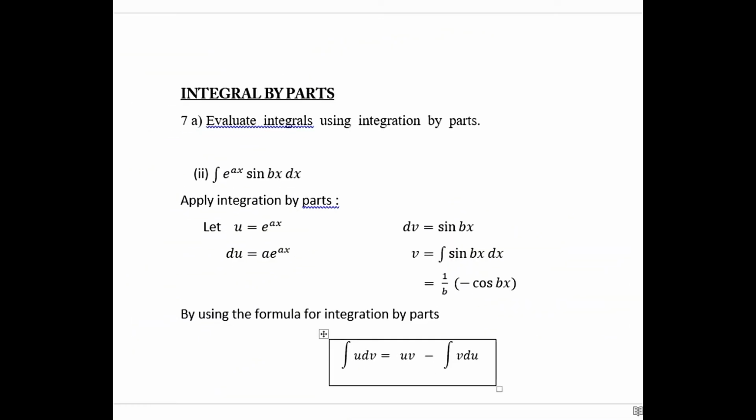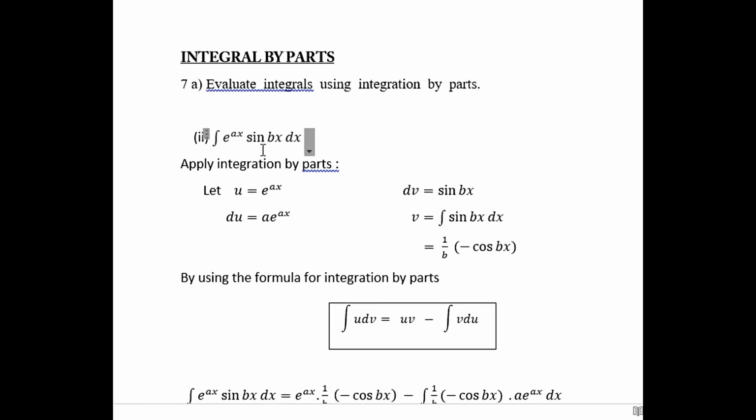Assalamualaikum warahmatullahi wabarakatuh. Today I'm going to explain how to evaluate integrals using integration by parts. So let's take one example of integrals: integral e to the ax sin bx dx.